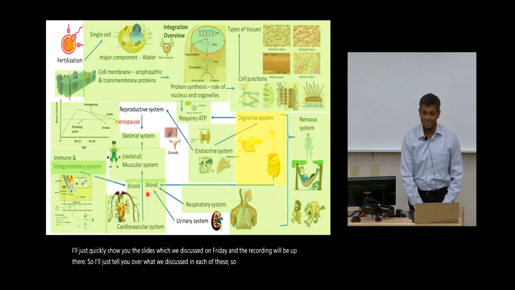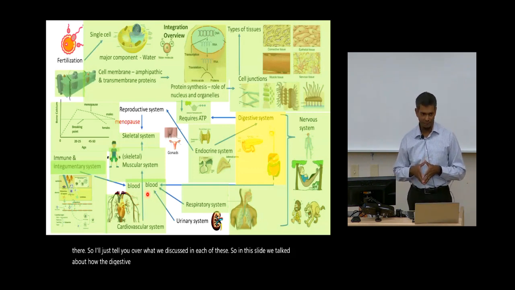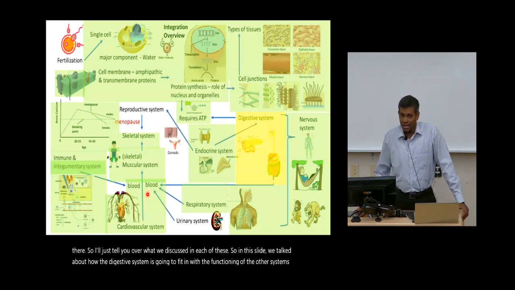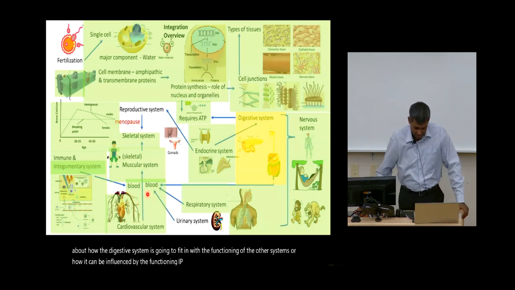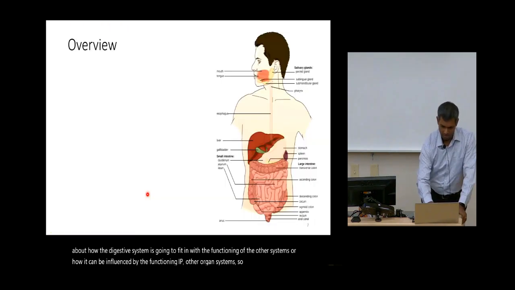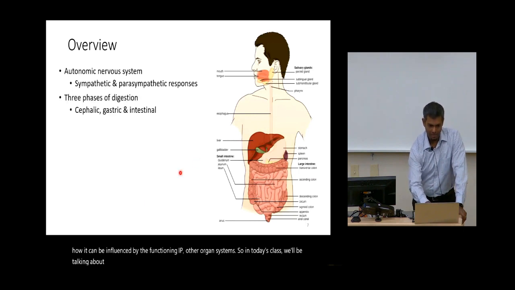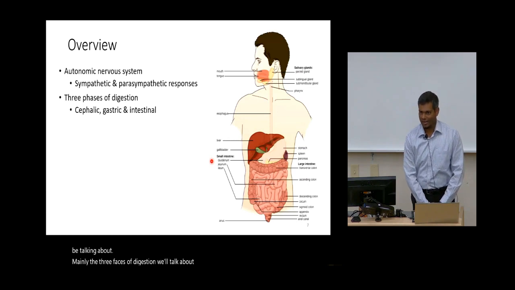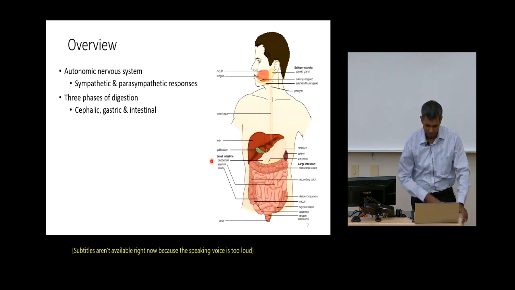So in this slide we talked about how the digestive system fits in with the functioning of the other systems, or how it can be influenced by the functioning of the other organ systems. So in today's class we'll be talking mainly about the 3 phases of digestion. We'll talk about the cephalic phase and the gastric phase, and that's how far we'll get in today's discussion.